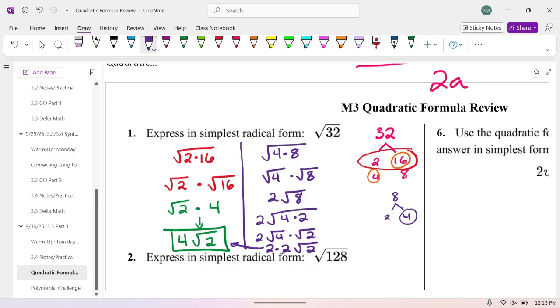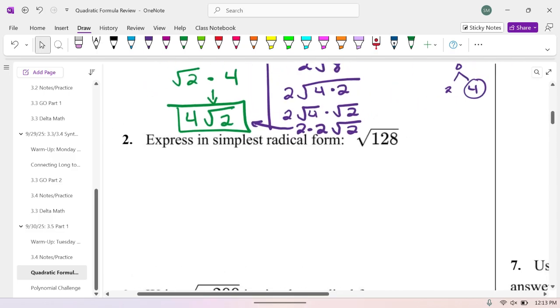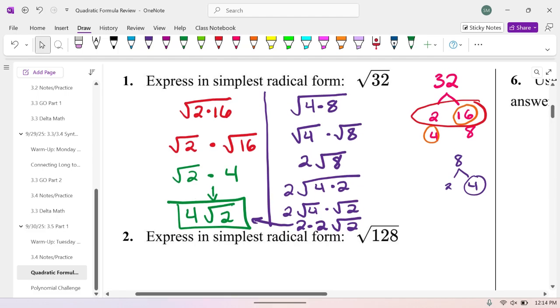All right. So what I want you guys to do is on your own, and you can work with your group on it, honestly. But I want you to try the next one. So with 128, find some factors for 128. All right. See if you can get the highest perfect square. And then simplify the radical. So I'll leave this one up as an example.